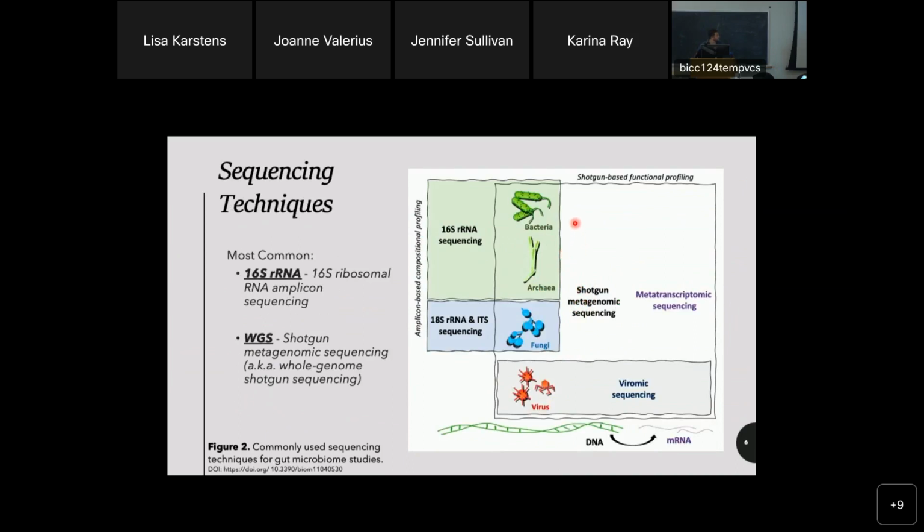These sequencing techniques can broadly be broken down into two categories. First being the amplicon-based sequencing, which targets specific regions of the genome known as marker sequences or amplicons. And the second is shotgun-based sequencing, which sequences all desired genetic material in a sample. Of these sequencing techniques, two are most popular in research in the gut microbiome, and this is 16S ribosomal RNA amplicon sequencing, which I'll refer to as 16S RNA for the rest of the presentation, and shotgun metagenomic sequencing, which is also known as whole genome shotgun sequencing, and I'll refer to this as WGS for the rest of the presentation.